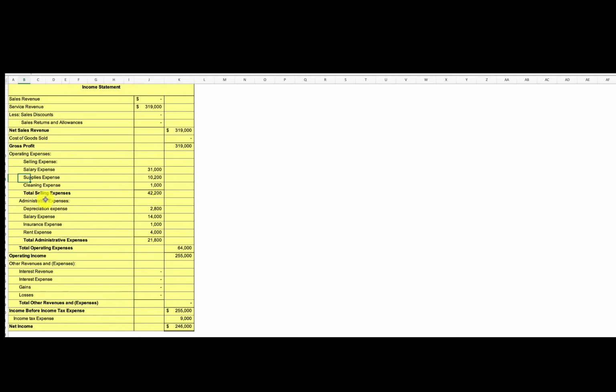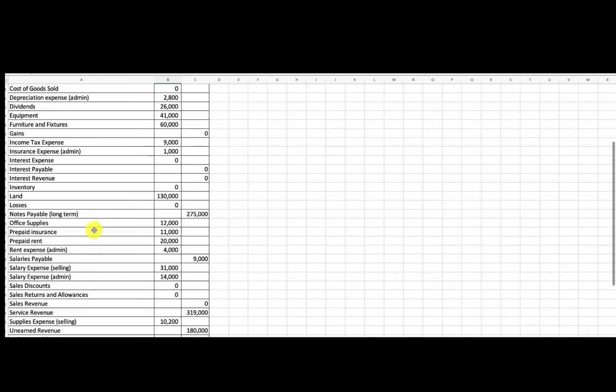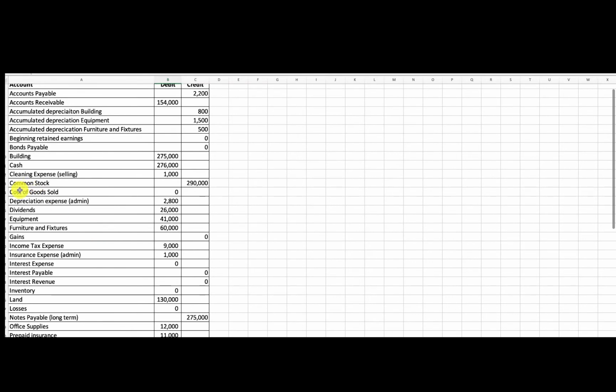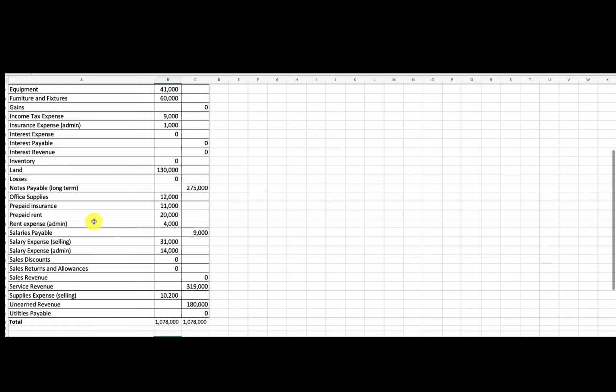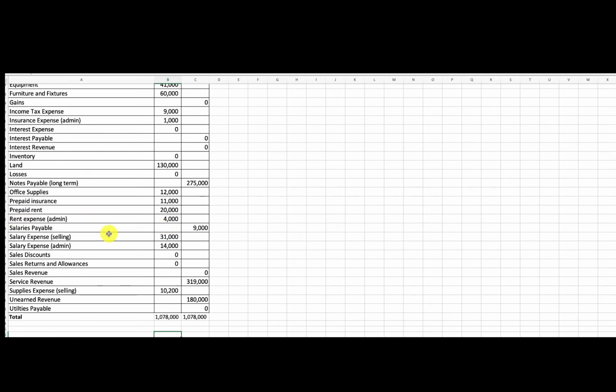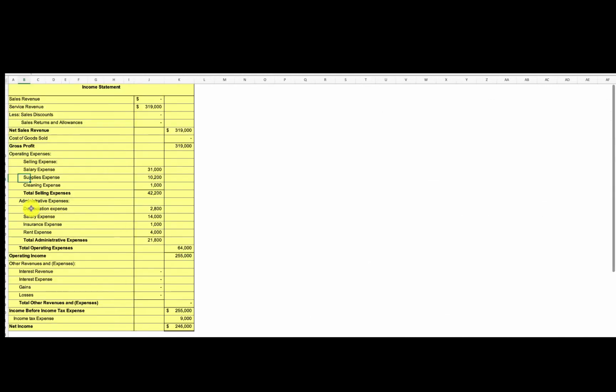Now what about administrative expenses? So I go to the trial balance and I look for everything that has admin on it, right? So depreciation expense admin, insurance expense admin, rent expense admin, salaries expense admin. So I'm going to bring those over to the income statement. So depreciation expense, salaries expense, insurance expense, rent expense, and I add those up together, and my total is 21,800. So this is my total selling expenses. This is my total administrative expenses, right?